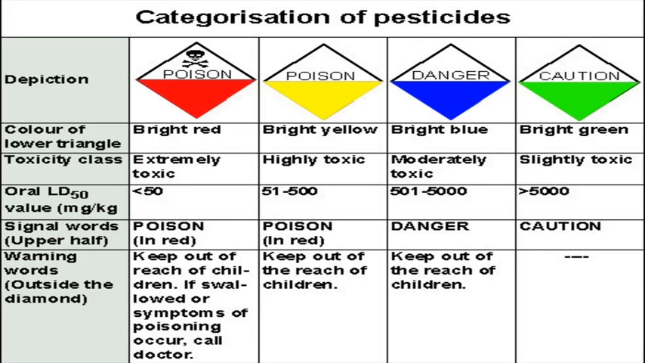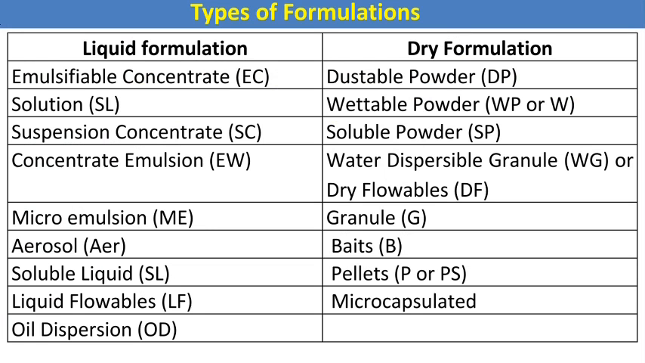The extremely toxic insecticides have an LD50 value of less than 50 milligram per kg. Then highly toxic insecticides have an LD50 value of 51 to 500. Then moderately toxic insecticides have an LD50 value of 501 to 5000 milligram per kg. And in the case of slightly toxic insecticides, the LD50 value is more than 5000 milligram per kg. These are the categories of the insecticides.